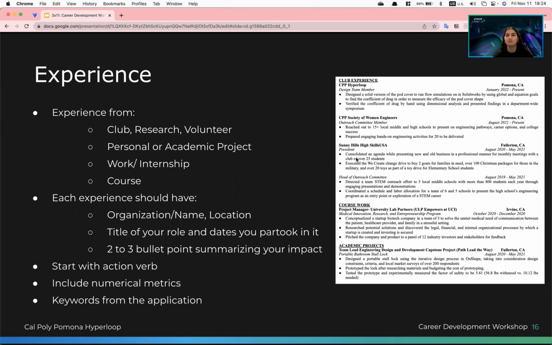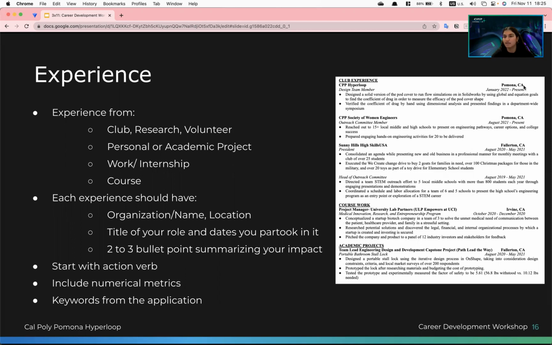Also, if you're going with past tense, if it was in the past, it should be in the past tense. And if it's in the present, it can be in the present tense, but keep it consistent. Another formatting thing is if you're going to have periods at the end of each bullet point, have it for everyone. I chose not to have periods at the end, so I don't have any periods anywhere. These little formatting things do make a difference.